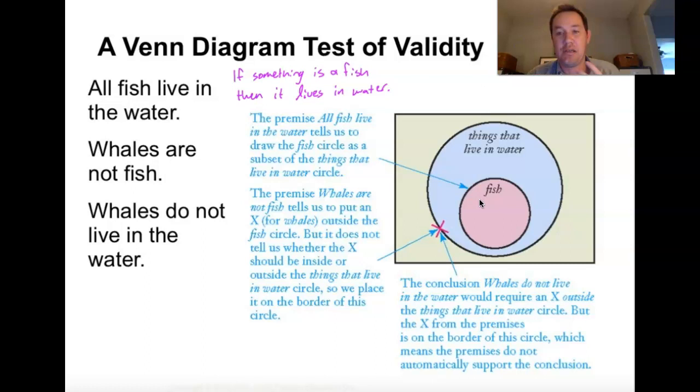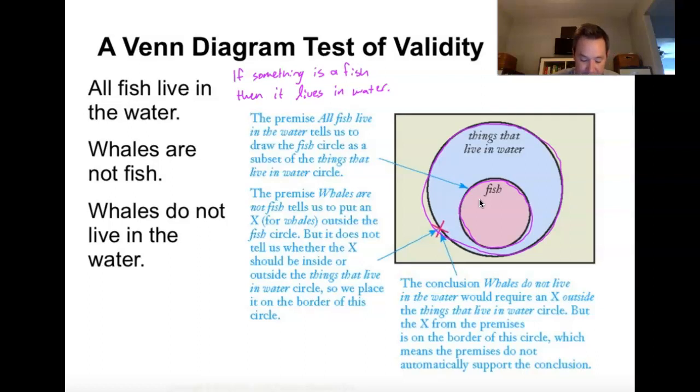And that'll help me to look at the two sets, right? So I'm looking at the set of fish and then looking at a set of things that live in water. And this is a subset relationship. So you can see here, we would put fish inside of the set of things that live in water.